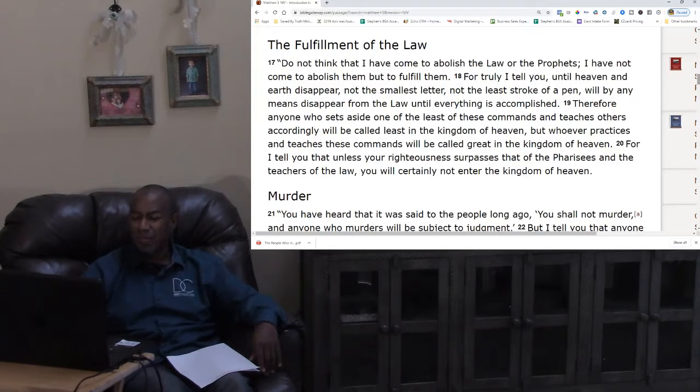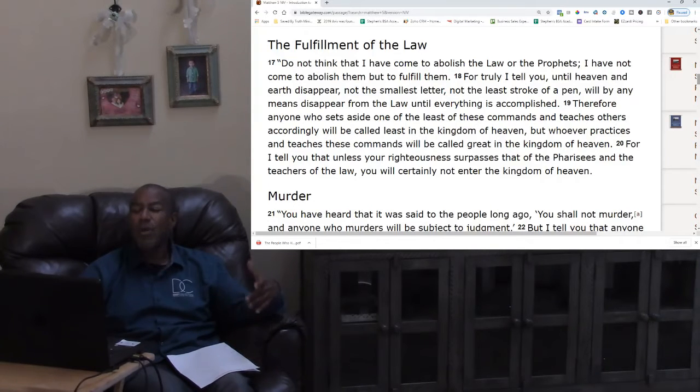Actually, verse 18. He says, therefore I tell you, until heaven and earth have disappeared, not the smallest letter, not the least stroke of the pen will by any means disappear from the law until everything is accomplished. Guess what? Heaven and earth hasn't disappeared yet. So the covenant is still here. The law is still here. It's still active.